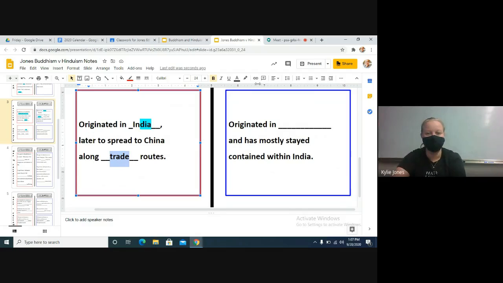Okay, so our next one is spread along trade routes. Oh, I didn't get all of India.